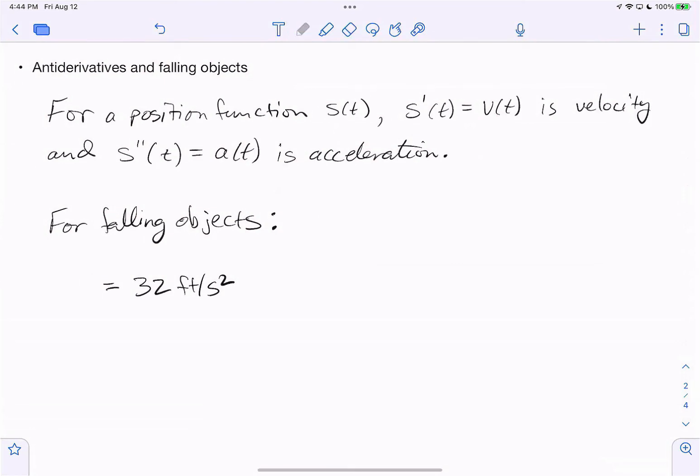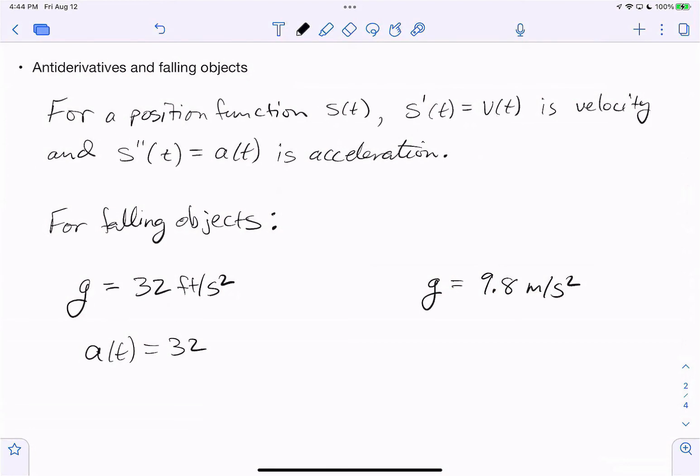The acceleration due to gravity is 32 feet per second squared in the system used in the United States. And in most of the rest of the world, the acceleration due to gravity, g, is 9.8 meters per second squared. For something flying through the air or falling, the only acceleration they experience is due to gravity. And so we can start out with a constant: a of t is equal to 32.